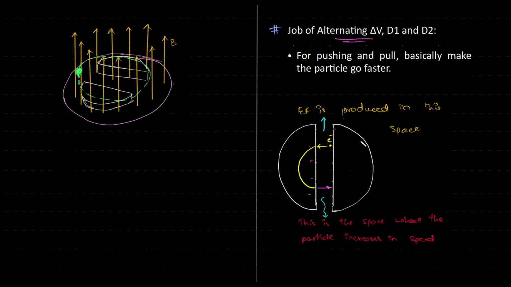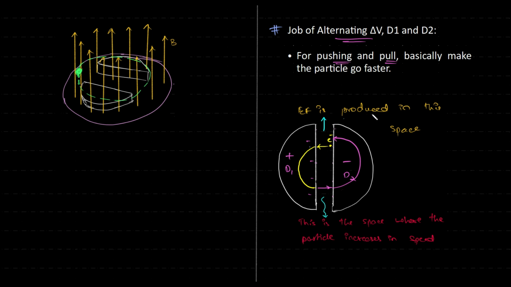And D1 and D2 give the opportunity to do that. Basically, they will push and pull. One will push, another will pull. This being positive and this being negative at this moment of time, D1 will push and D2 will pull. When it comes over here again, what happens? Then D2 will become negative and D1 will become positive. So D2 will push and D1 will pull. And this keeps happening, and the particle will gain the required velocity.